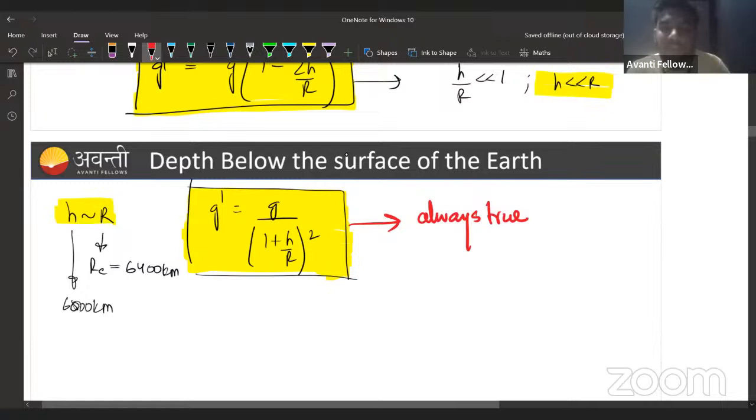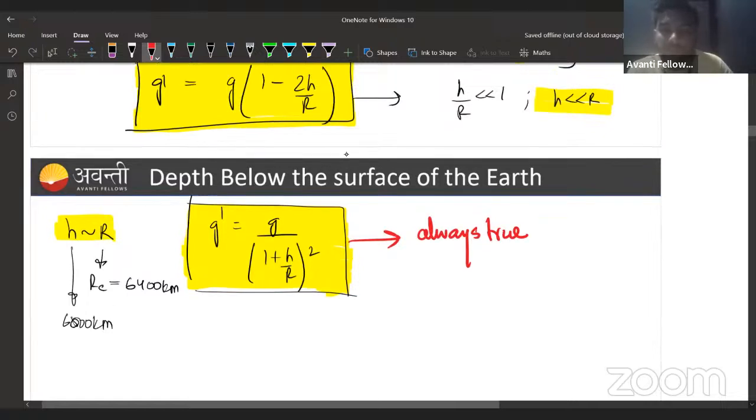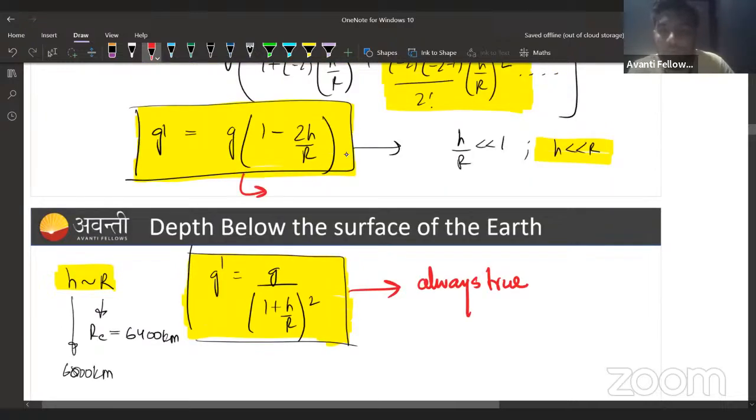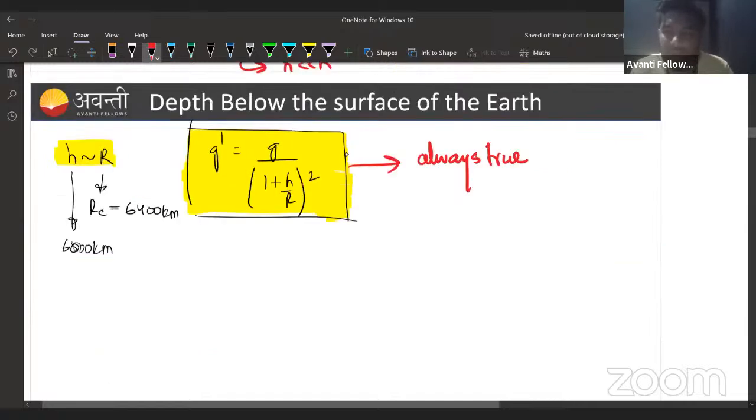But there is also one more equation, this one, which is only true when the height we are going is very, very less than the radius of the earth. For example, the radius of the earth is 6,400 kilometers. If we are going, let's say, 100 kilometers, it is quite less than that. So that's where we use this formula, 10 kilometers as such.